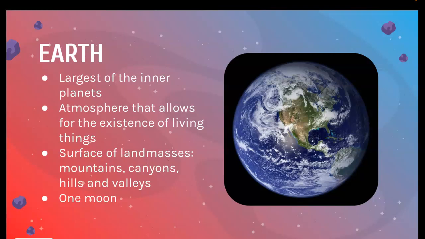The next inner planet is one you should be familiar with, Earth. Earth is the largest of the inner planets. It has an atmosphere that allows for the existence of living things. It has a surface of land masses, and what that means is it has mountains, canyons, hills, and valleys, which is a unique feature. It also has 1 moon.